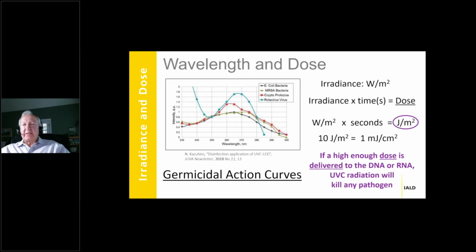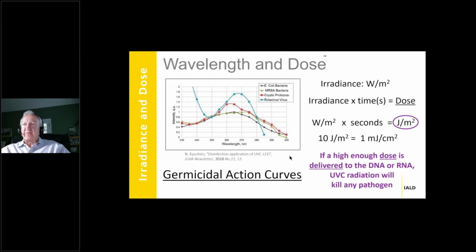So what you see on this slide is something called a germicidal action curve. Now, germicidal action curves have been generated since the 1930s because people have recognized that UVC radiation has been useful for germicidal activity since the turn of the last century in the late 1890s and early 1900s. Now, note two things that are important about these germicidal action curves.